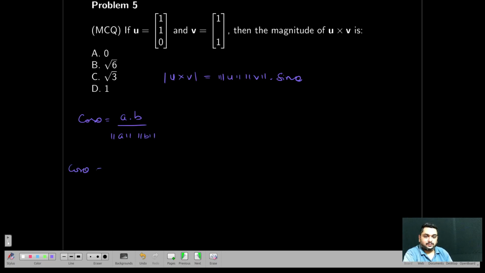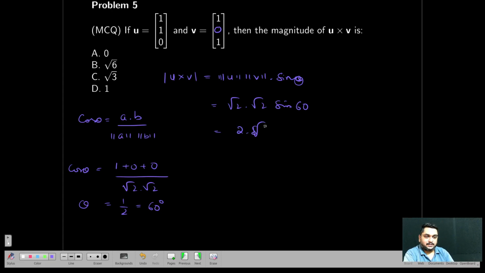So cos theta is equal to dot product, 1 plus 0 plus 0, divided by the lengths. Length of this is root 2 into root 2, so it is 1 by 2. So theta equal to 60 degrees. Next, here I already got the lengths, root 2 into root 2 sin 60. So this is 2 into sin 60, which is root 3 divided by 2. So this will be root 3.